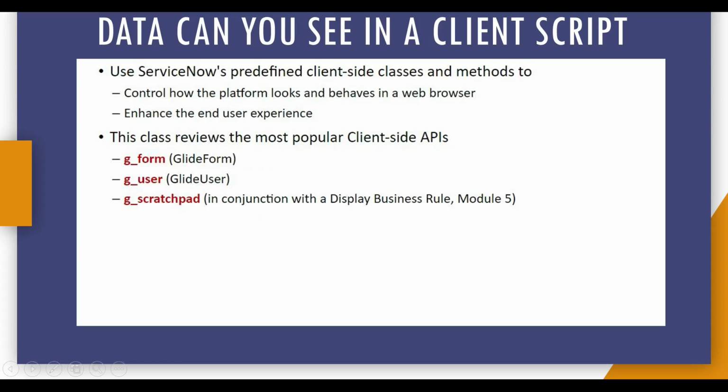Now what can we use in a client script? We can use ServiceNow predefined client-side classes, like we checked in our scripting overview: GlideForm, GlideUser, and the scratchpad. Scratchpad we will look at when we learn about business rules, because it is used with the display business rule. So we will talk mostly about GlideForm and GlideUser. These two are the most commonly used client-side APIs, through which we can use the specific methods inside them.